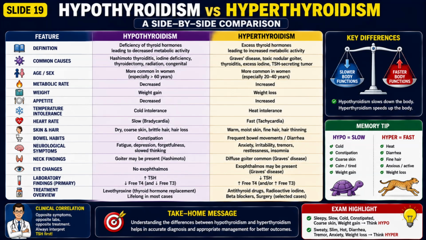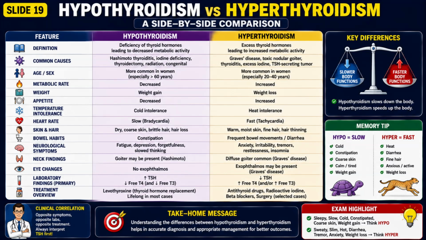The laboratory findings also differ significantly. In primary hypothyroidism, high TSH, low free T4. In primary hyperthyroidism, low TSH, high free T4 and T3.